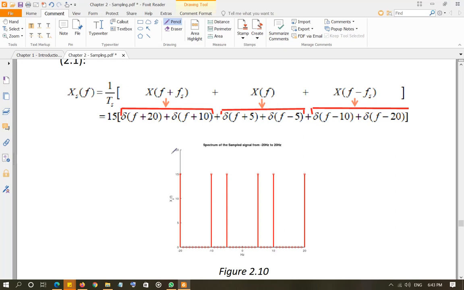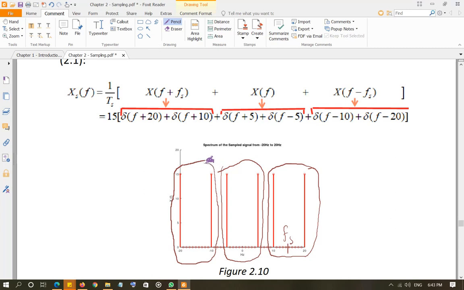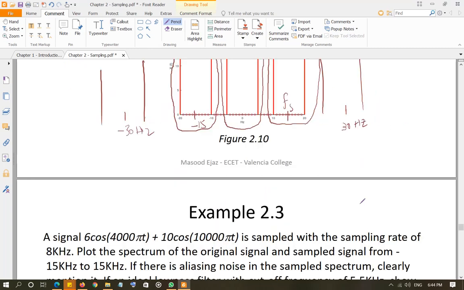You have the original spectrum only scaled by 1 over TS, right? This is the original spectrum scaled by 1 over TS. This is the spectrum which is centered at 15 hertz, which is FS. And this is the same spectrum but centered at negative FS, or negative 15 hertz. And again, remember, this will keep on going. The next is going to be centered at 30 hertz, 2fs, and over here negative 30 hertz, right? So this will be the spectrum of the signal.